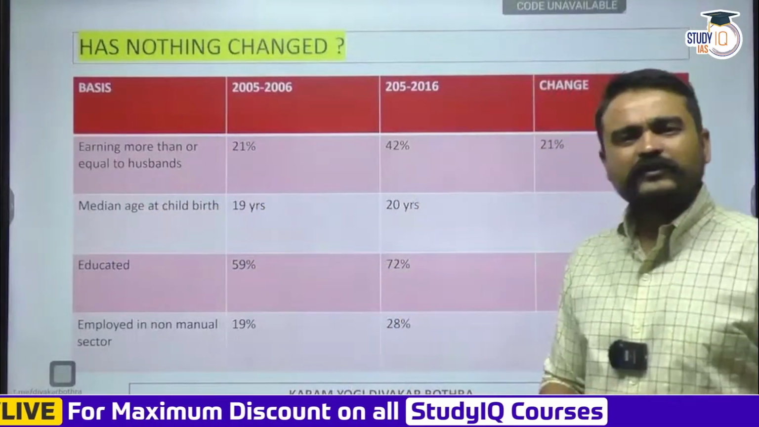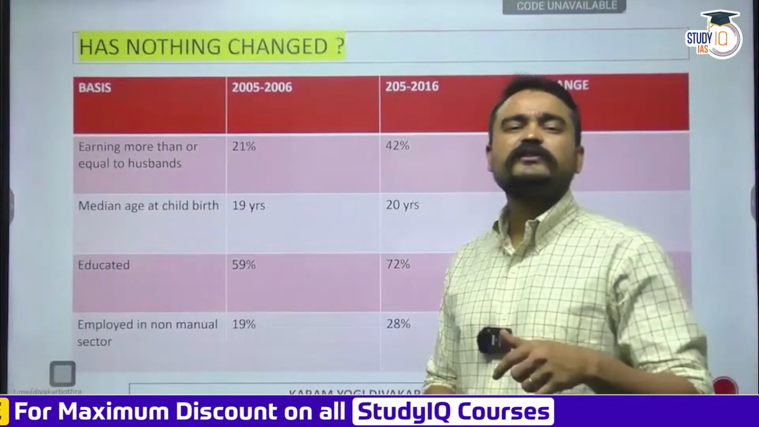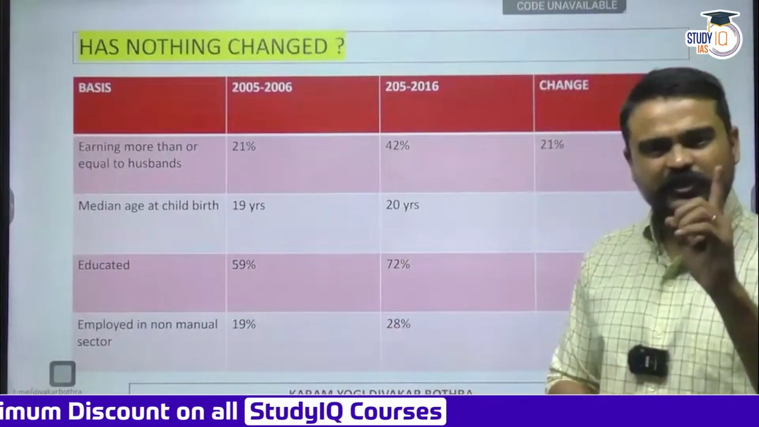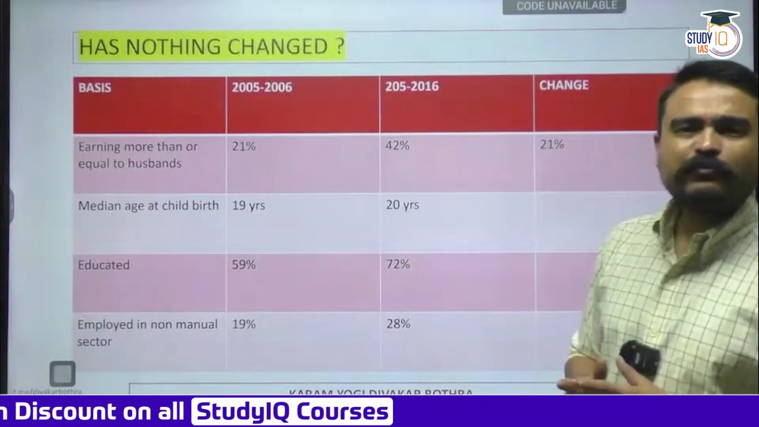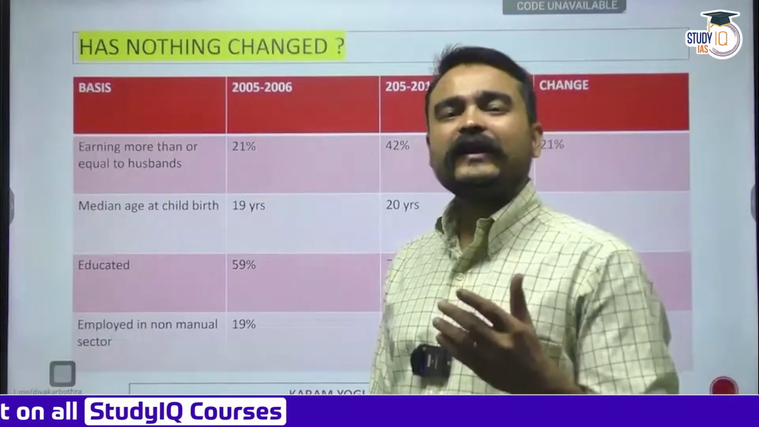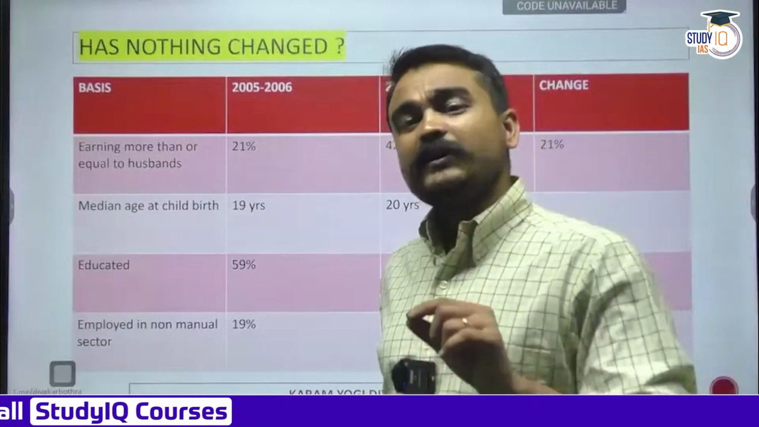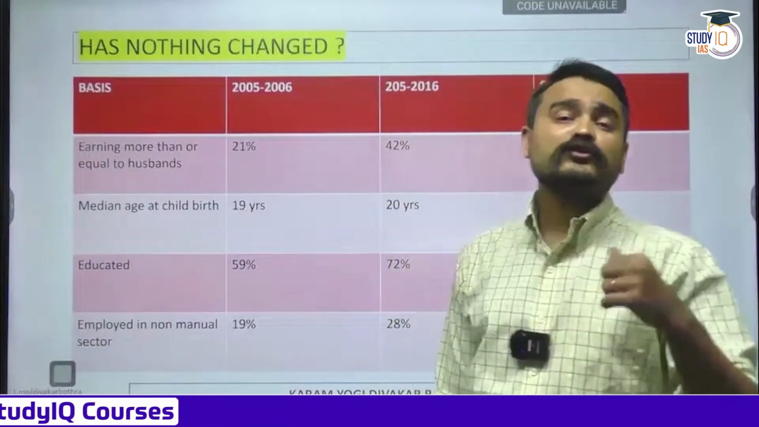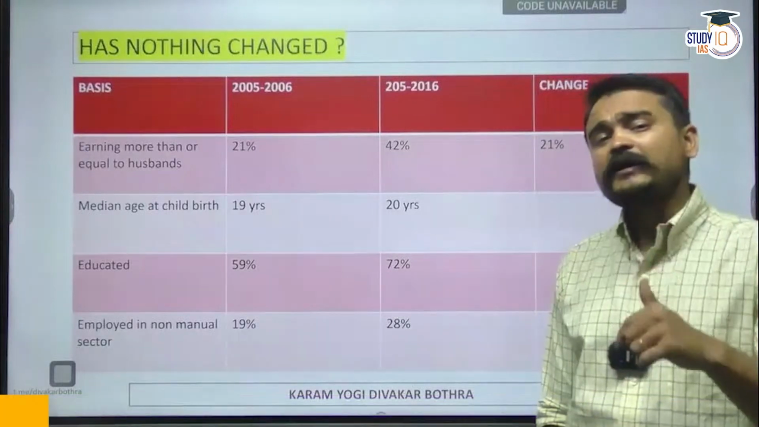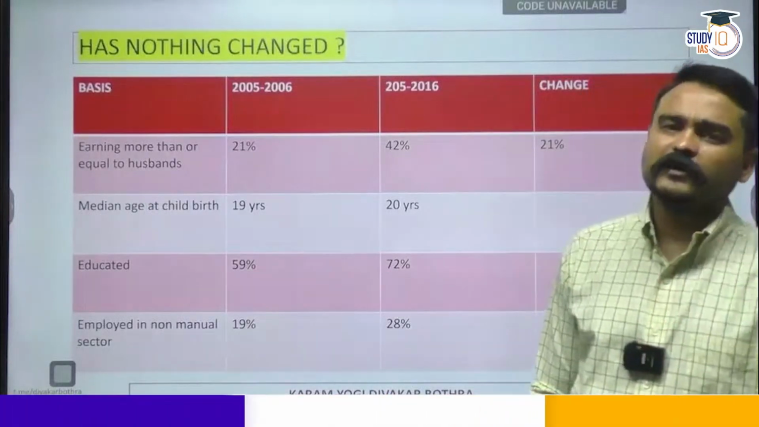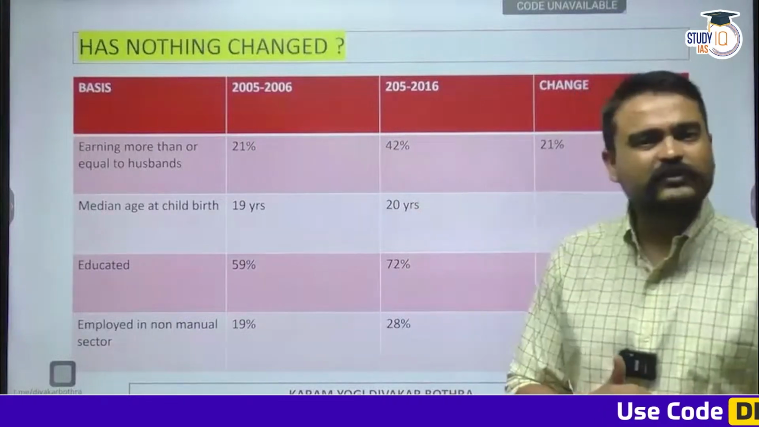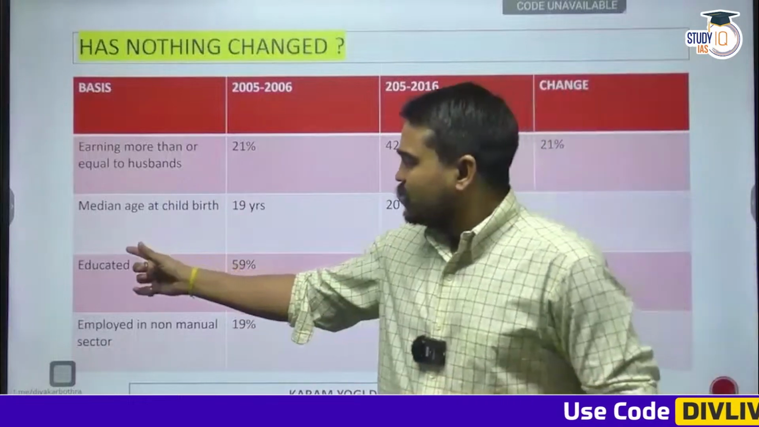Median age of childbirth, the median age at which the woman used to give birth, in 2005-06 was 19 years for the first child, and now it became 20 years. Although this 1 year may not look very great, yes, this 1 year is definitely a contributing factor, because even a 1 year delay would largely add to the well-being of women at the level of education, health, and marriage. It brings a very strong change.